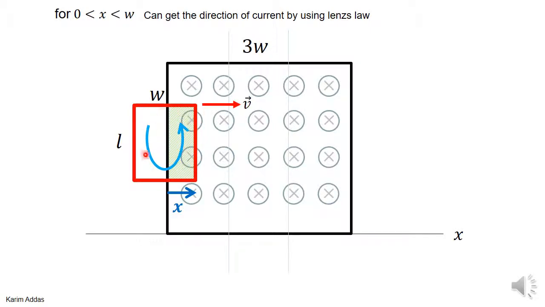This one. And you can check this by putting your fingers in the direction of the current. Your thumb points out of the page. That's a simple way to remember how to do it. So this is the direction of the current using Lenz's law.